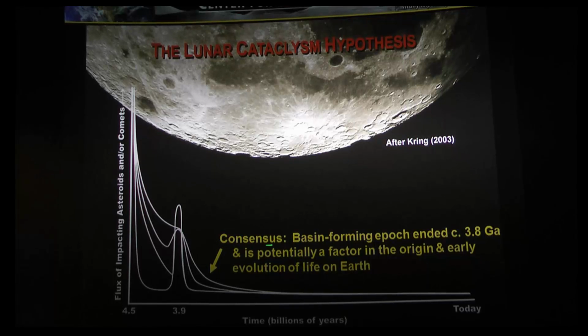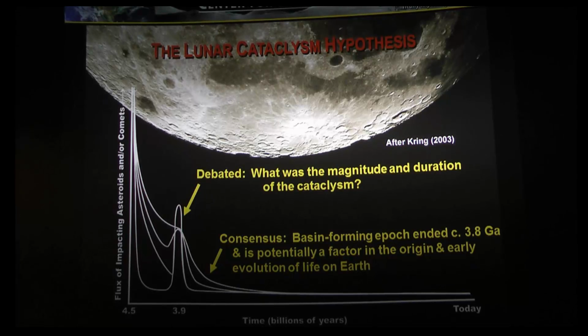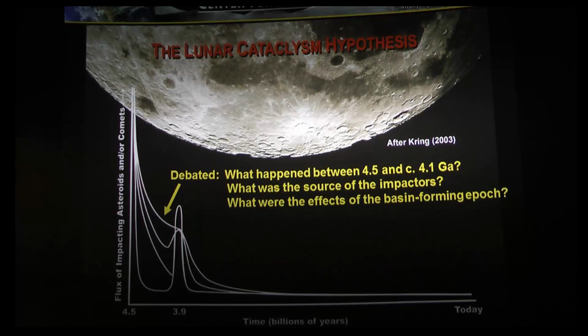What we can agree on in the lunar science community is that the basin-forming epoch seems to have ended about 3.8 billion years ago and is potentially a factor in the origin and early evolution of life. But what's still debated is the magnitude and duration of that cataclysm, which will greatly affect our assessment of its effect on the origin of life. And we also still debate what happened between 4.5 billion years ago and 4.1 billion years ago, what the source of the impactors was, and what the effects of those basin-forming impact events were.